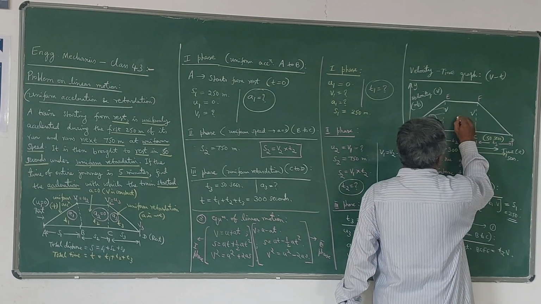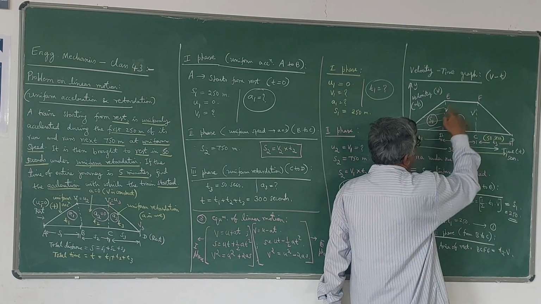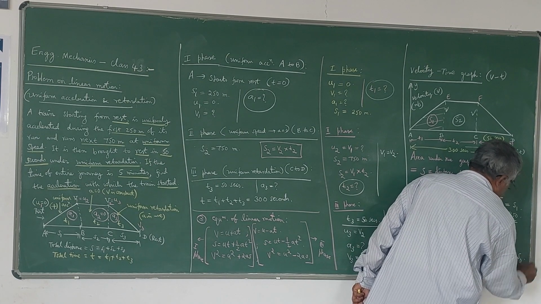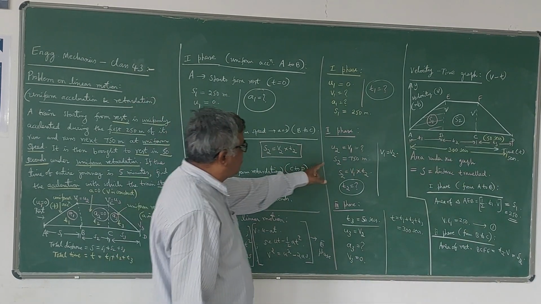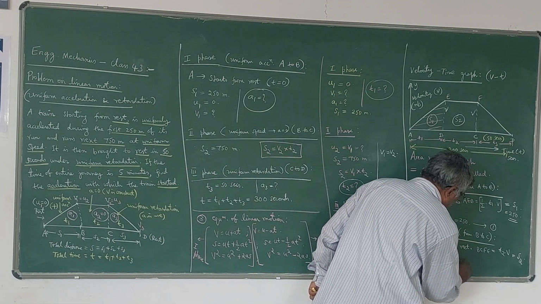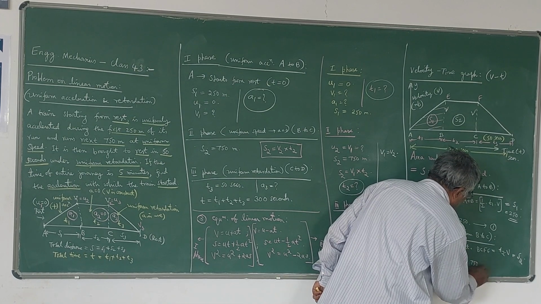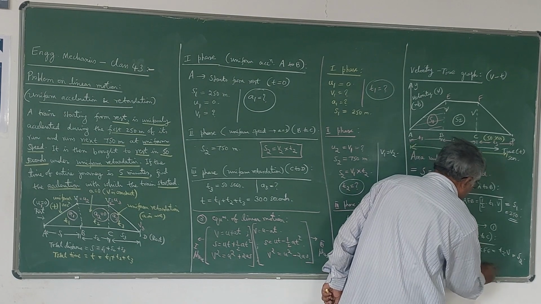This gives S2. S2 is the distance traveled. It is given by the area of the second part. So this is equal to S2. But anyway, he has given the value of S2 also. It is 750 meters. So we got another equation. T2 into V is equal to 750. So this is the second equation. So first equation is this, second equation is this.